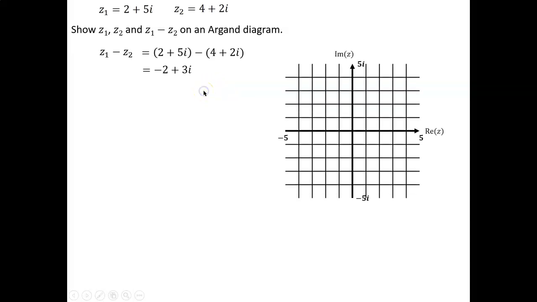Let's have a look at another example. This time, though, we're finding the difference between them. So be careful with your subtraction. Make sure you write the second one in brackets so you don't miss out any negatives. And our difference is -2 plus 3i. We plot these on an Argand diagram. Here's z1, here's z2. This time, here's z1 minus z2.